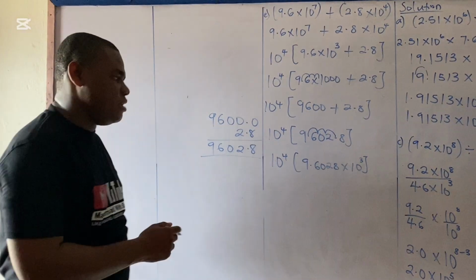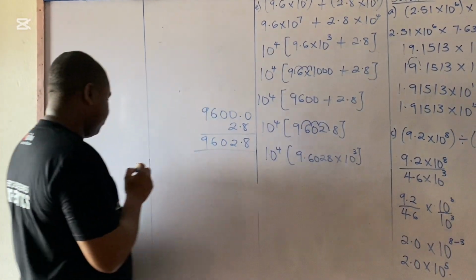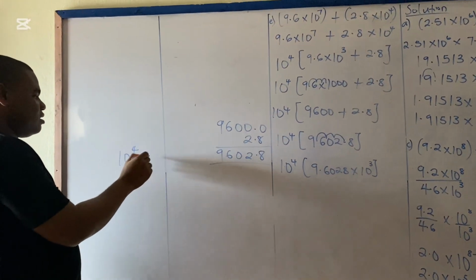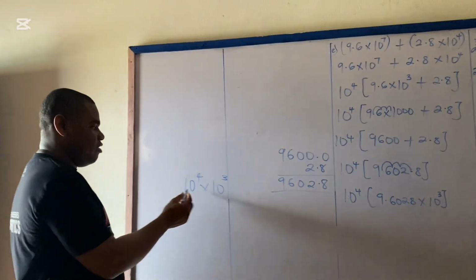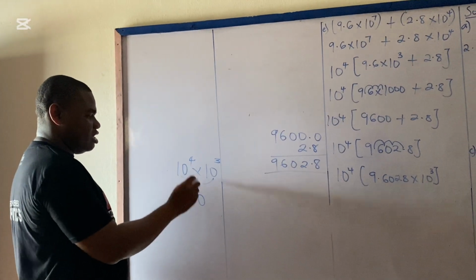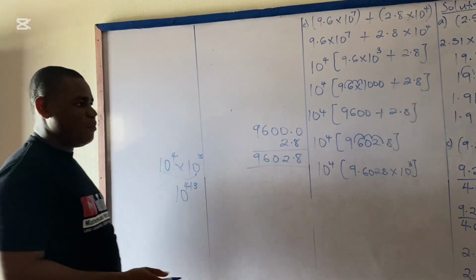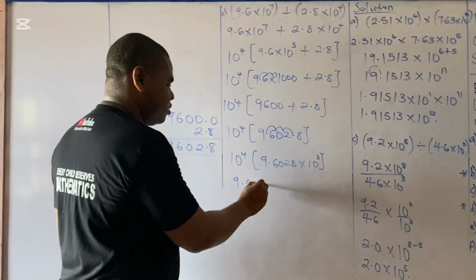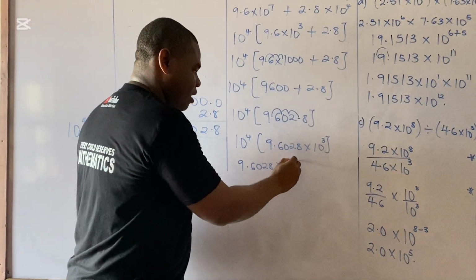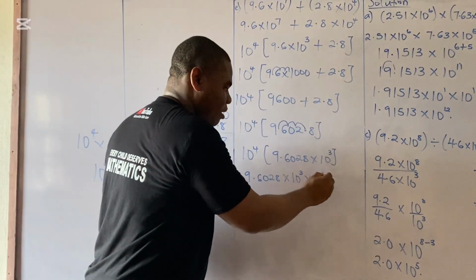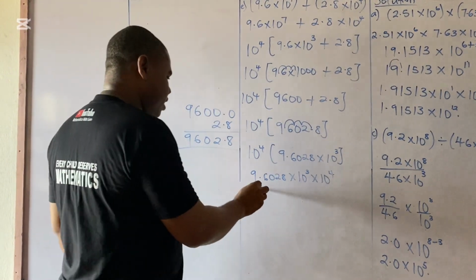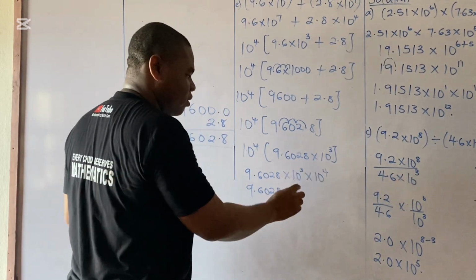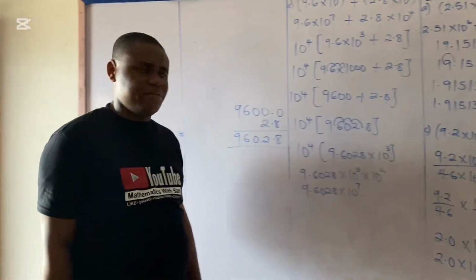Alright, finally, don't forget that if we have 10 raised to the power of 4 times 10 raised to the power of 3, since they have the same base, this will give me 10 raised to the power of 4 plus 3. So I'm going to apply the same thing here. So I have 9.6028 times 10 raised to the power of 3 times 10 raised to the power of 4. So this will give me 9.6028 times 10 raised to the power of 3 plus 4, which is 10 raised to the power of 7.